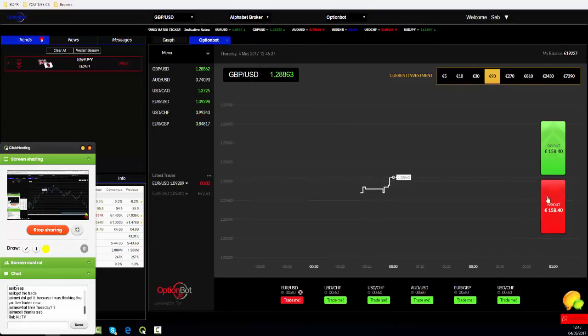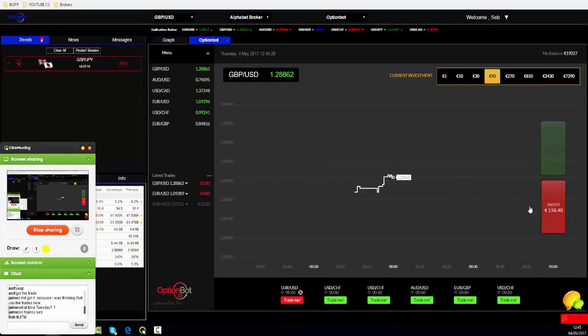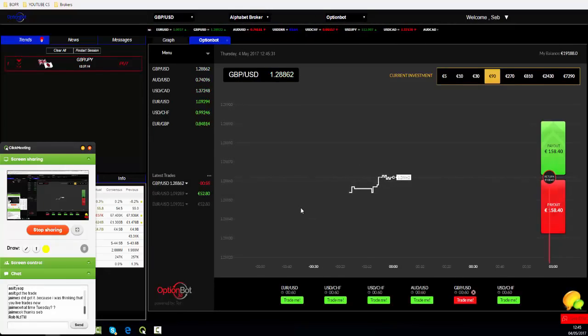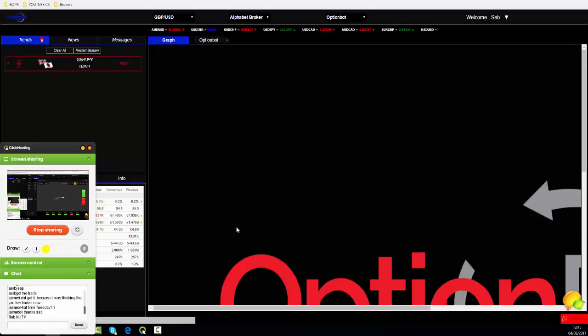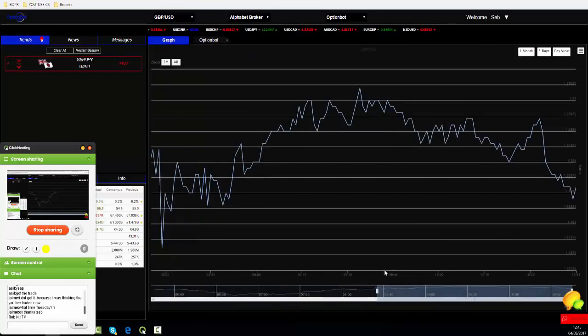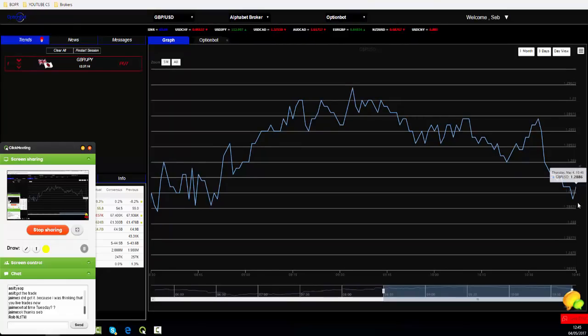That one was in the money. I'm going to go over put trade. The Euro USD was in the money. Very good. I'm going to go over put trade on GBP USD. I'm going in for that trend reversal hit.